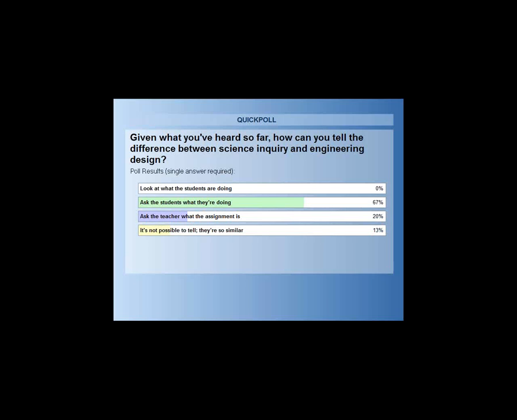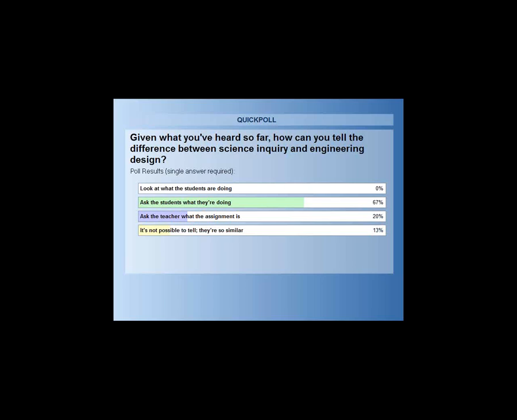Okay, we have a different, I've changed some minds, I see. Rather than 41%, it's up to 67% who would ask the students what they're doing. A few more people would ask the teacher. That's also, I think, quite reasonable. What is the assignment? Still 13% of you think it's just not possible to tell. They're so similar. And I have some sympathy for that because, in fact, as I pointed out, the process is really quite similar. They might be reading something or evaluating or arguing from evidence, and the processes are really similar.